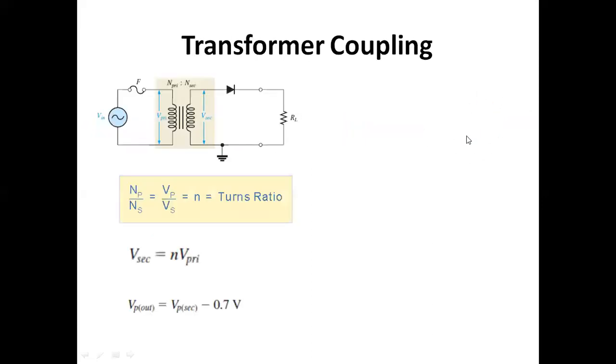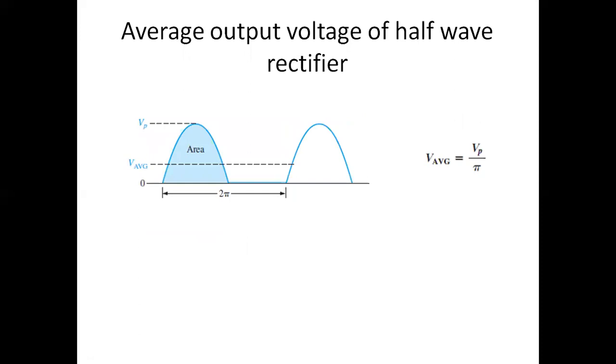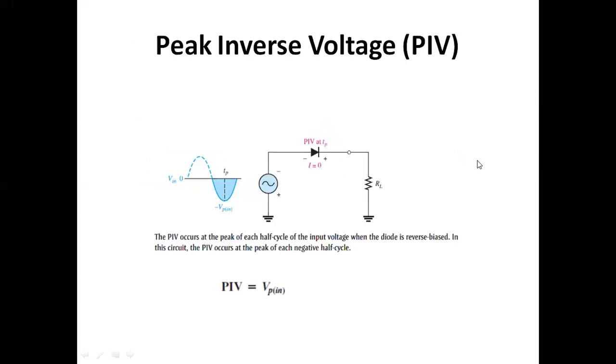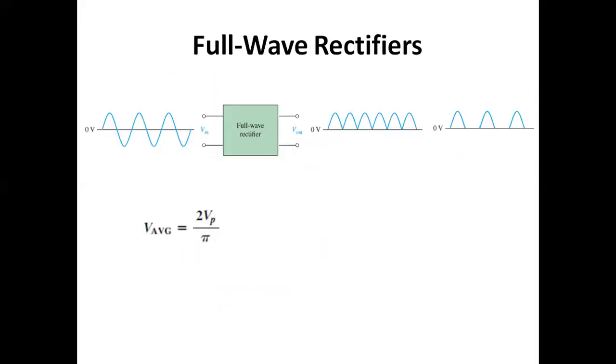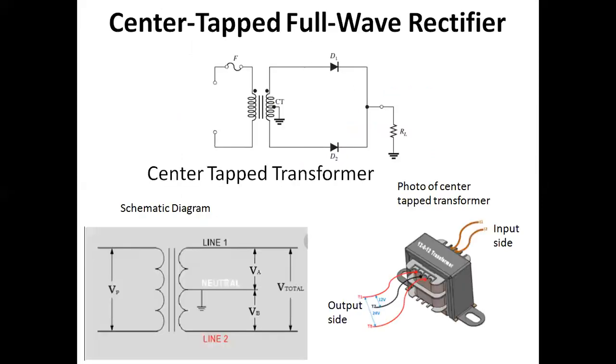If you can remember, this was the average for the half wave rectification. There's no 2 here. So for full wave, it doubles. The average doubles. And that is one advantage of full wave rectification compared to half wave rectification, because the signal strength doubles. And that tells you the power doubles, of course. The power of the signal doubles.